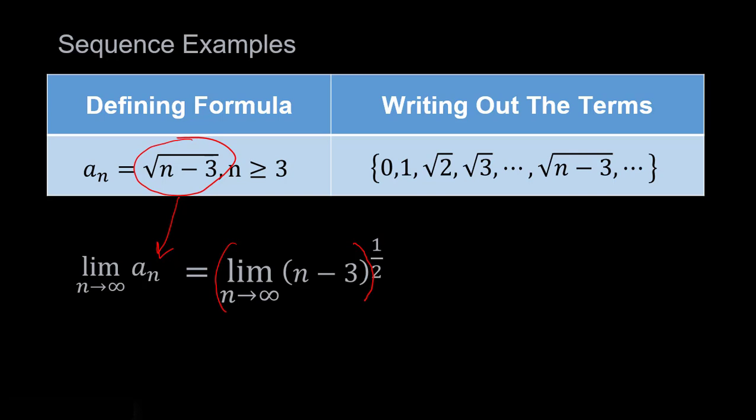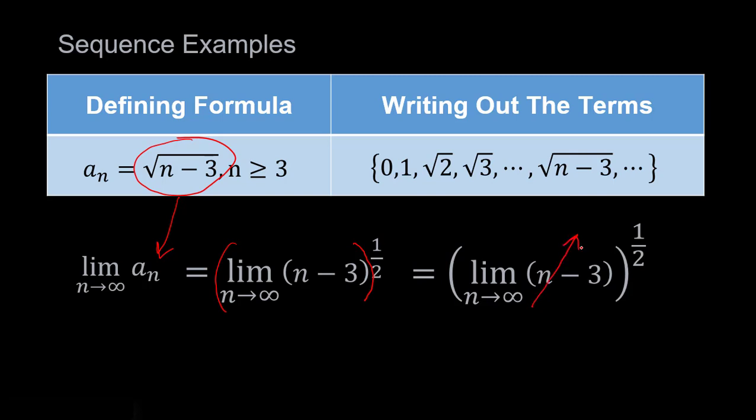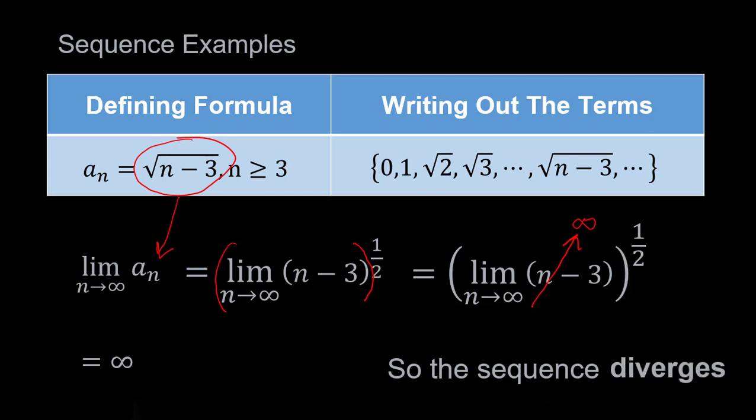So doing that, we end up with this equation, and now you can see this is pretty clear. As n is approaching infinity, this limit here is going to approach infinity as well. And then we just have that to the 1/2, which is still going to be infinity, which just means that this is going to increase without bound. We can make this square root of n minus 3 as big as we want if we make n bigger and bigger. Since this limit equals infinity, it does not exist. So the sequence will diverge.